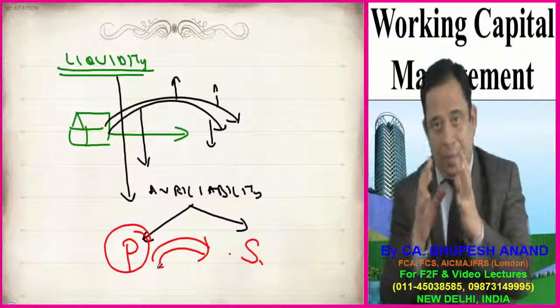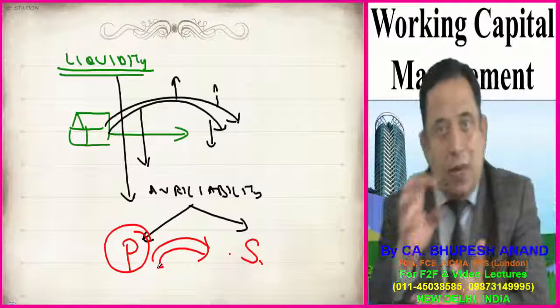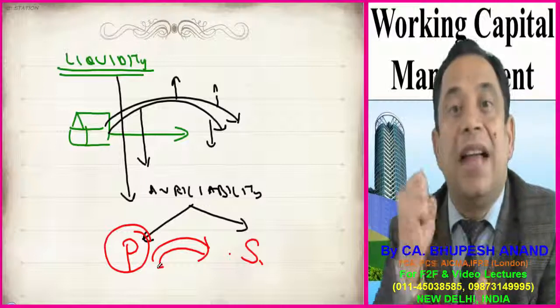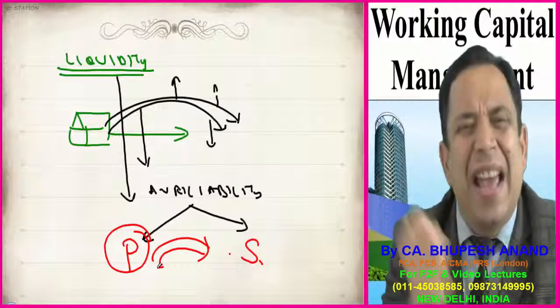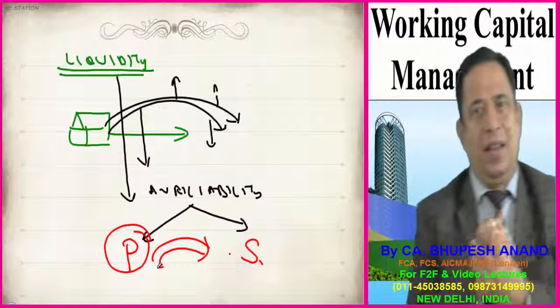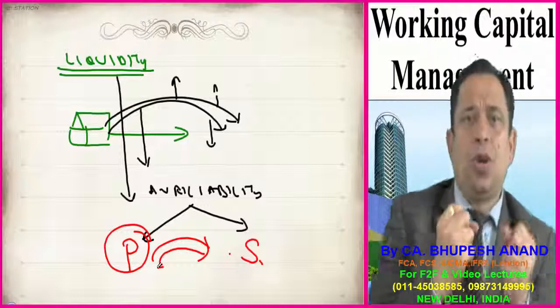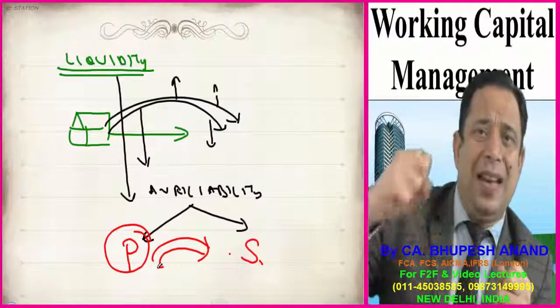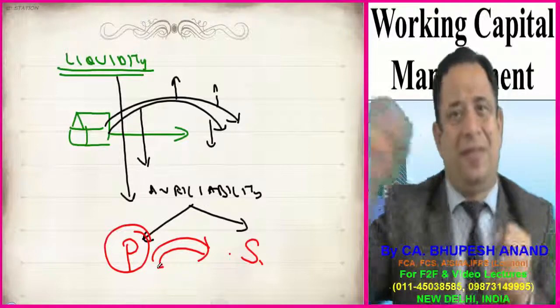But may I tell you that this secondary source of liquidity is not considered as a positive sign for any entity, because liquidity should come from the primary source. Then only I will say this company has a positive feature.